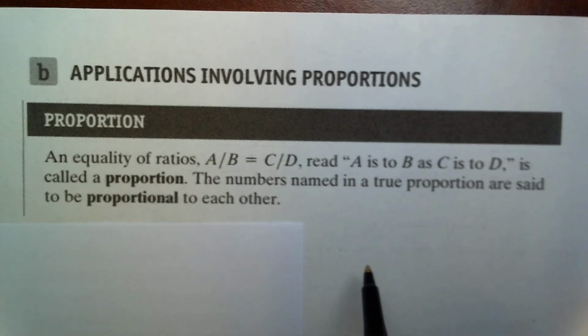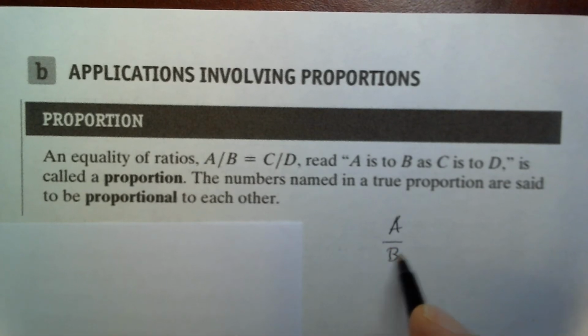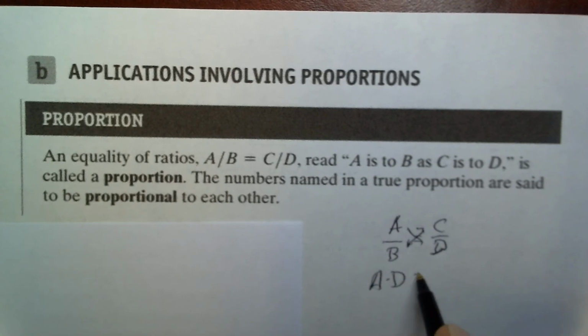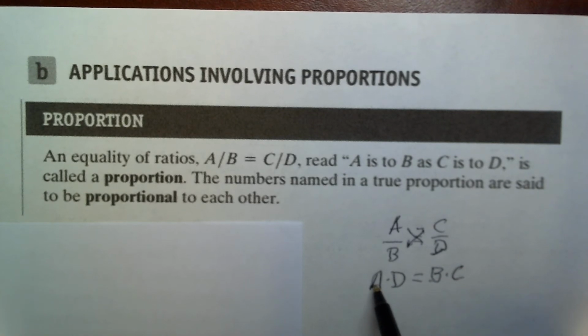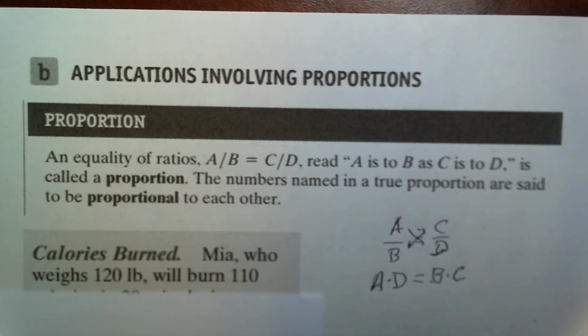A typical way to solve a proportion, when we have this equation A is to B as C is to D, is to cross multiply. In other words, A times D is equal to B times C. And since we typically know 3 out of these 4 numbers, we can solve for the unknown variable that we are looking for. In the next example, the guided solution, we'll see how that works.